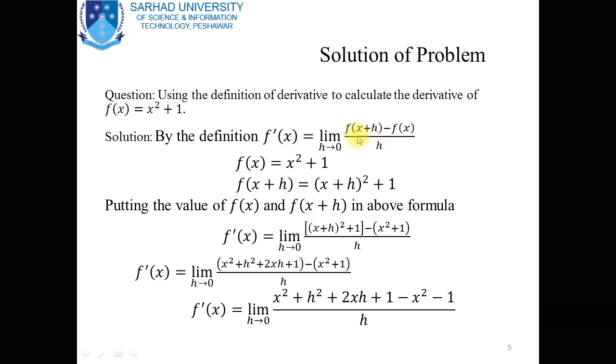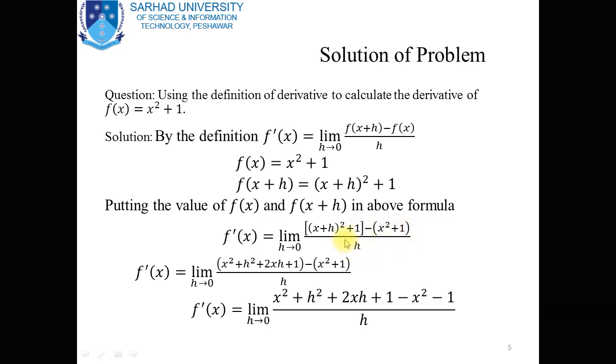So dear students, putting in this formula the value of f of x, this is the value of f of x, x square plus 1, and this is the value of f of x plus h. Now replace this x by x plus h, we obtain (x plus h) whole square plus 1. Now putting these two values, f of x and f of x plus h, in the above formula, we obtain the derivative of the function is equal to limit h tends to 0, ((x plus h) whole square plus 1) minus (x square plus 1) divided by h.